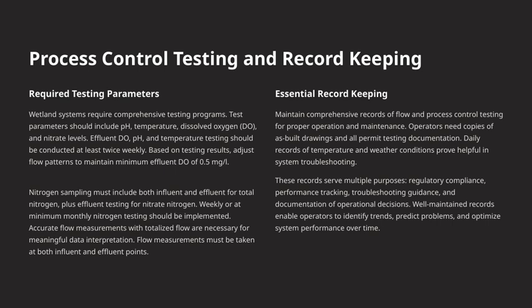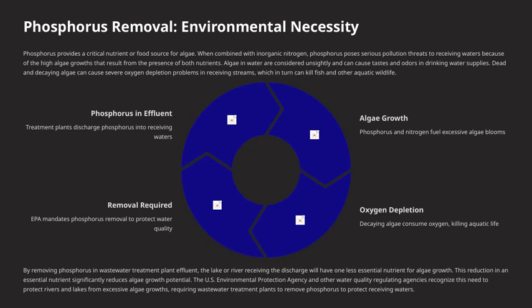for long-term success. Let's talk about phosphorus removal and why it's an environmental necessity. Phosphorus is a critical nutrient for algae. It essentially acts as a food source. When phosphorus combines with inorganic nitrogen, it creates a recipe for serious pollution problems in our water bodies. This is because together, these nutrients promote excessive algae growth. Algae in water might seem harmless at first, but they can be quite unsightly and often cause unpleasant tastes and odors in drinking water supplies.